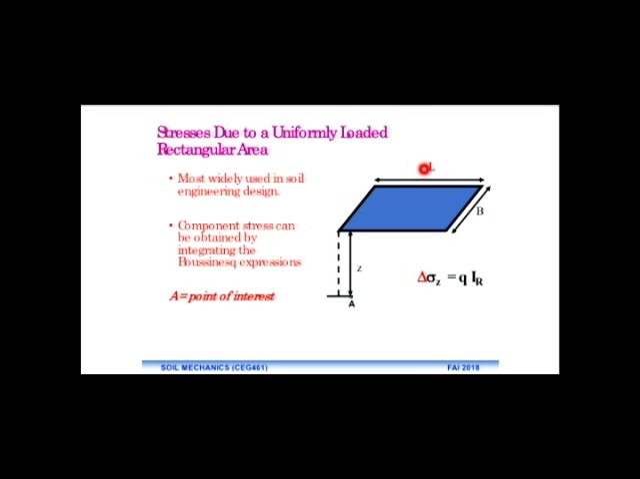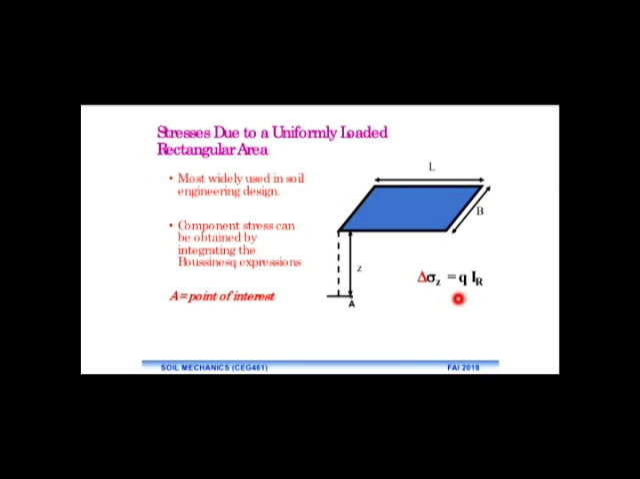As you can see here, this is a rectangular foundation. We have the longer side as L, the shorter side we consider as B, and Z is the vertical distance from the bottom of the foundation to the point of interest. In this case, A is the point of interest, and the increment of vertical stress is equal to QIR.